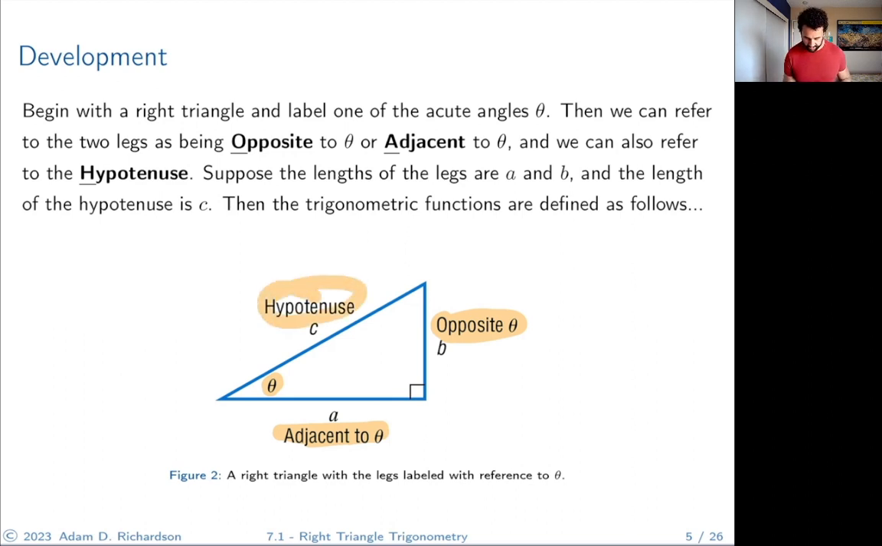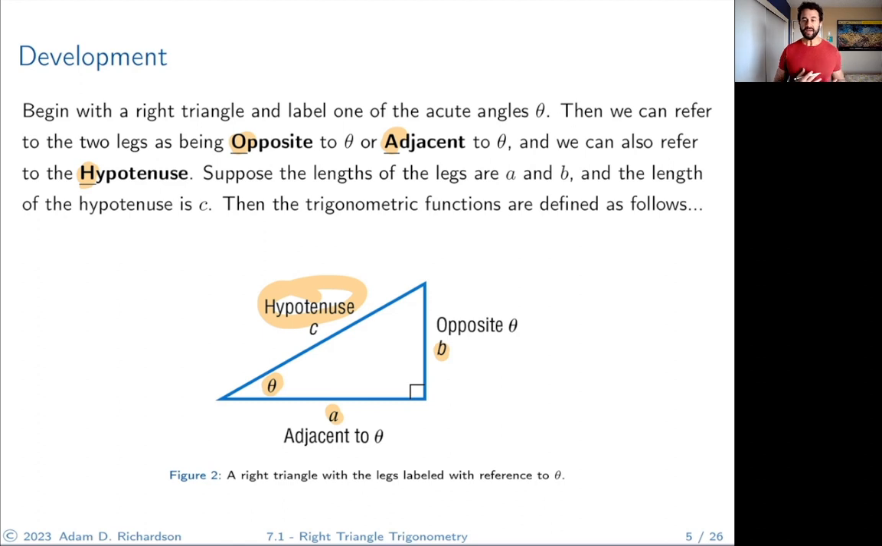You'll notice that I have these letters underlined. So O, A, and H. We're going to see this in a couple slides, but those are the letters that appear in that mnemonic SOHCAHTOA. But we'll get there in just a few minutes. So let's suppose that the lengths of the legs are A and B, and the hypotenuse is C.